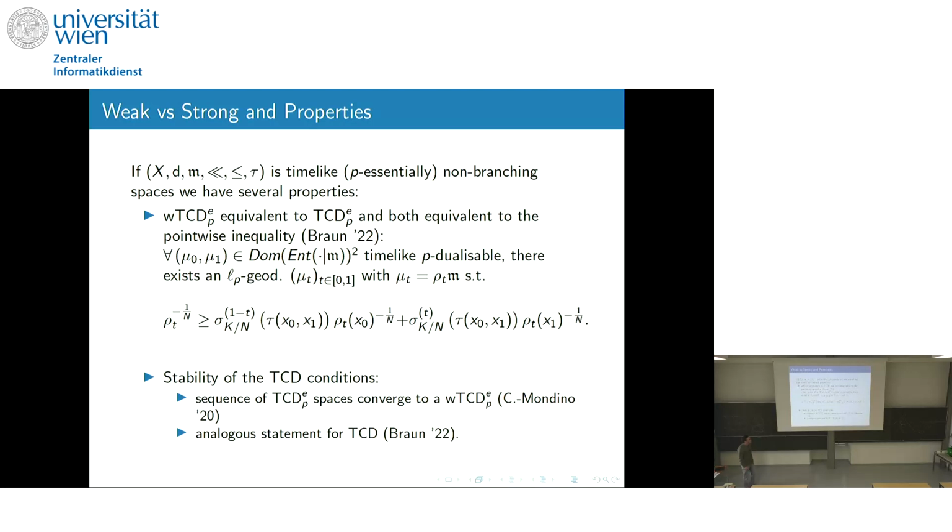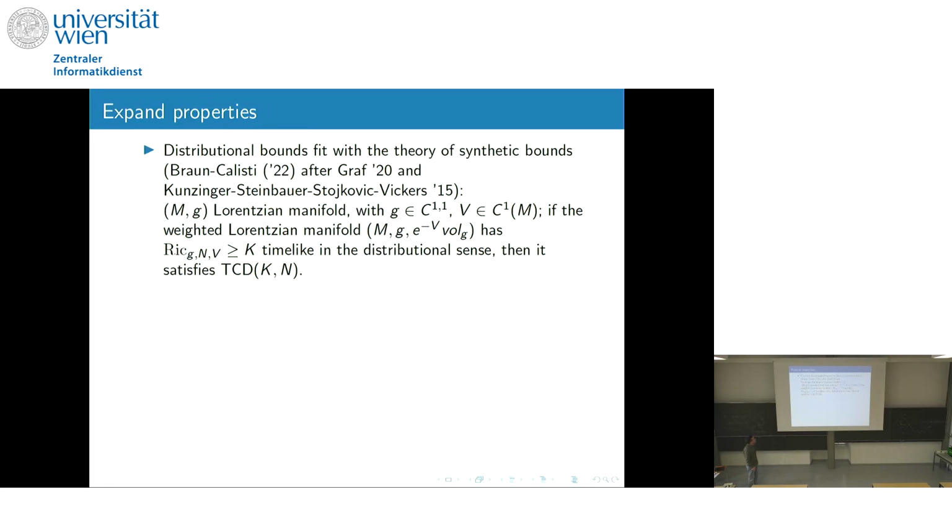We have also seen that they are stable. If you have a sequence of TCD^e_p spaces, they will converge to a weak TCD. There is also the analogous statement for this TCD by Mathias. I will now just remove this exponent e because I will always work in the non-branching situation. So all of these three notions are equivalent.